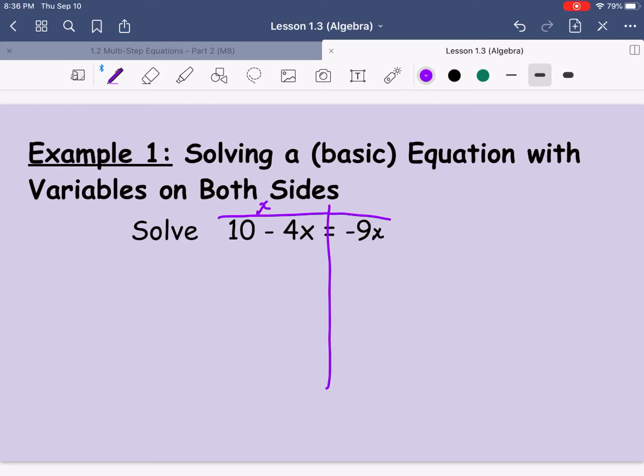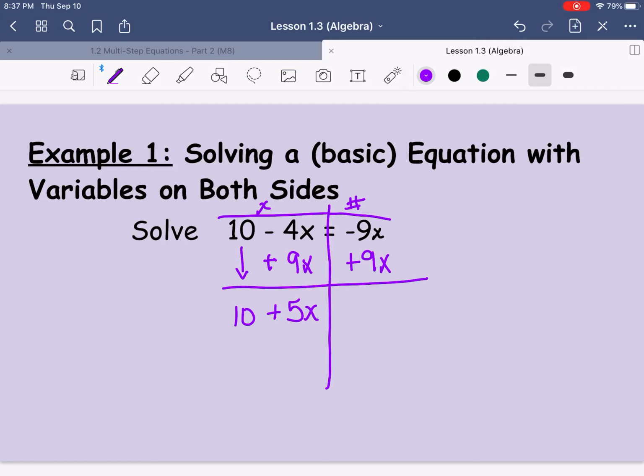So my x is going to go here and everything else will go here. So inverse of negative 9x is positive 9x. I didn't do anything with the 10, so I'm bringing that down. And a negative 4x with a positive 9x leaves me with a positive 5x.